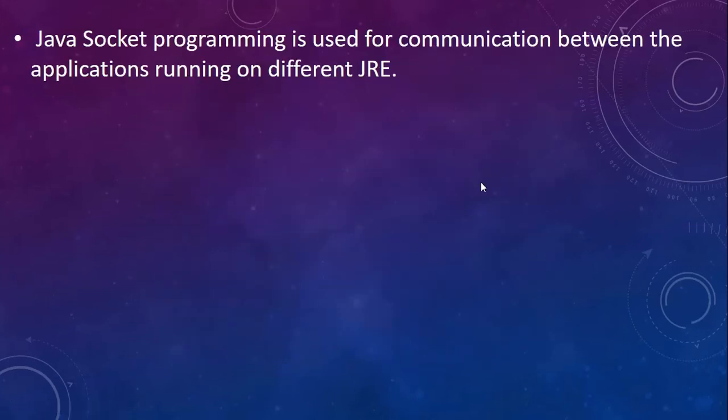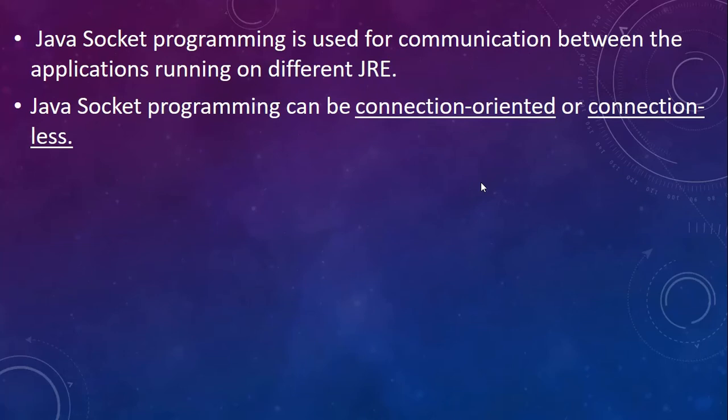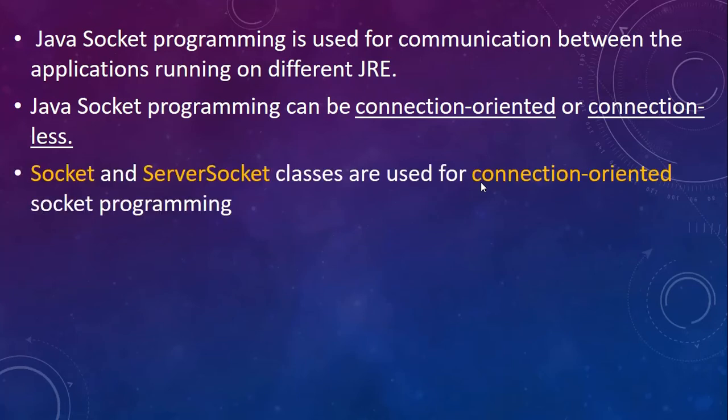Now Java socket programming is used for communication between the applications which are running on different JREs. Java socket programming can be either connection oriented or connectionless. Connection oriented if you are using TCP, that is transmission control protocol, and connectionless if you are using user datagram protocol or UDP. Now socket and server socket classes are used for connection oriented socket programming.